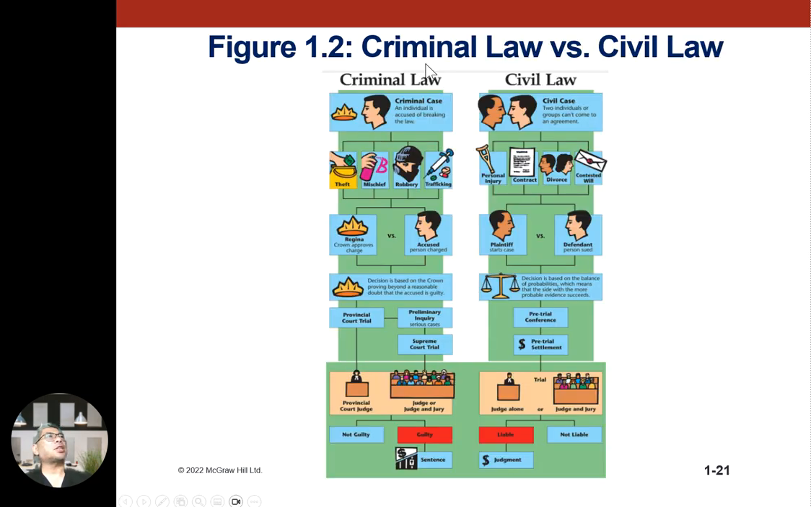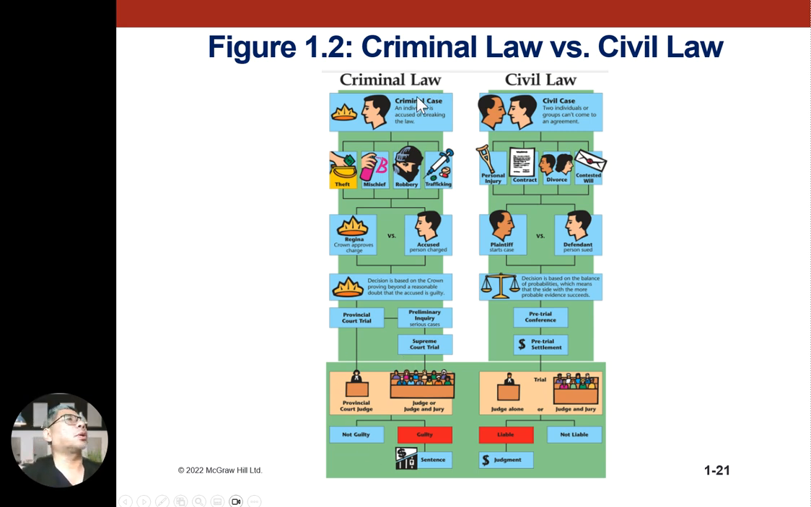So this is a typical criminal law case. Criminal law covers things like theft, mischief, robbery, and trafficking. It will be the Crown versus the accused, with a decision based on the Crown proving that the accused is guilty. In a provincial court trial, there's a provincial court judge, and there's a preliminary inquiry if it is a serious case. If it's a Supreme Court trial, there's a judge or jury as well. The decision will be given as not guilty or guilty. If guilty, it will go to sentencing. This is the typical criminal law flow.